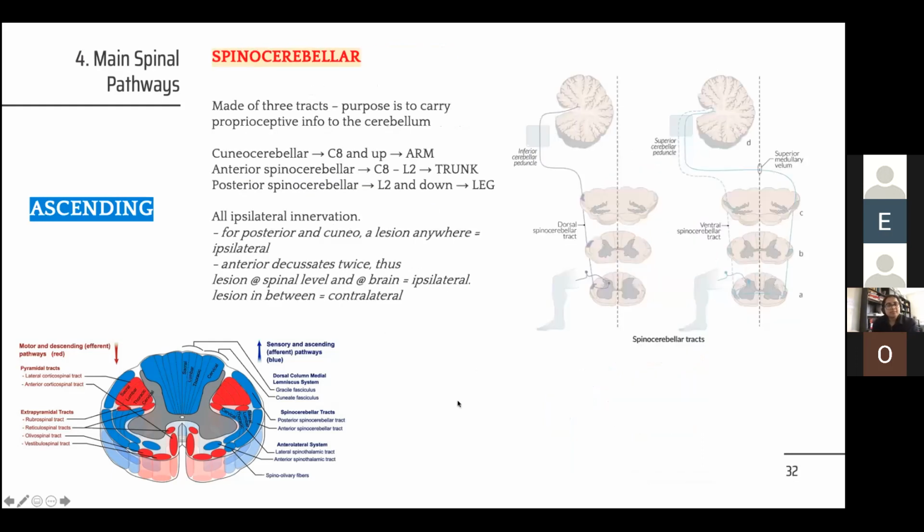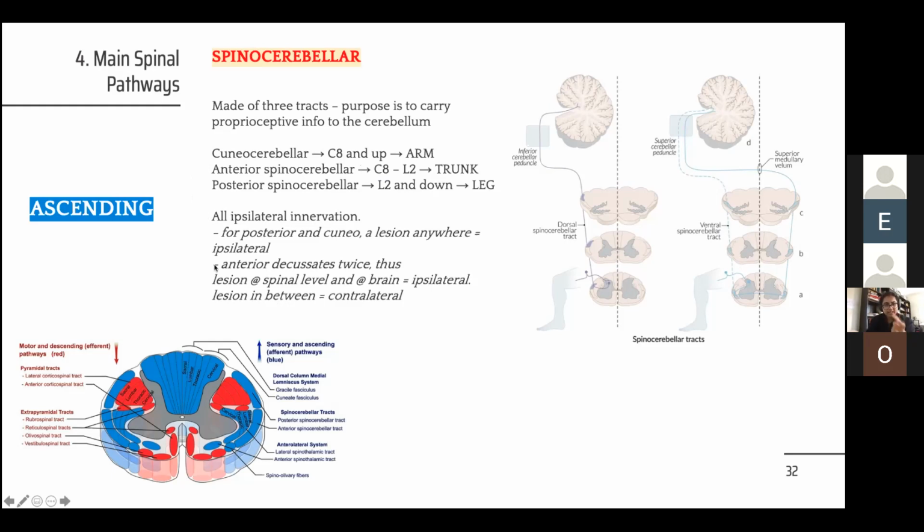Then you have your spinocerebellar pathways. The spinocerebellar pathways connect your body to your cerebellum. There's 3 tracks, and their job is to carry proprioceptive information to the cerebellum, so tell your cerebellum where your body is in space. You've got a cuneocerebellar, anterior, and then posterior spinocerebellar. Cuneocerebellar does C8 and up, so it does your arm. Anterior spinocerebellar does your trunk, and then posterior does your legs.